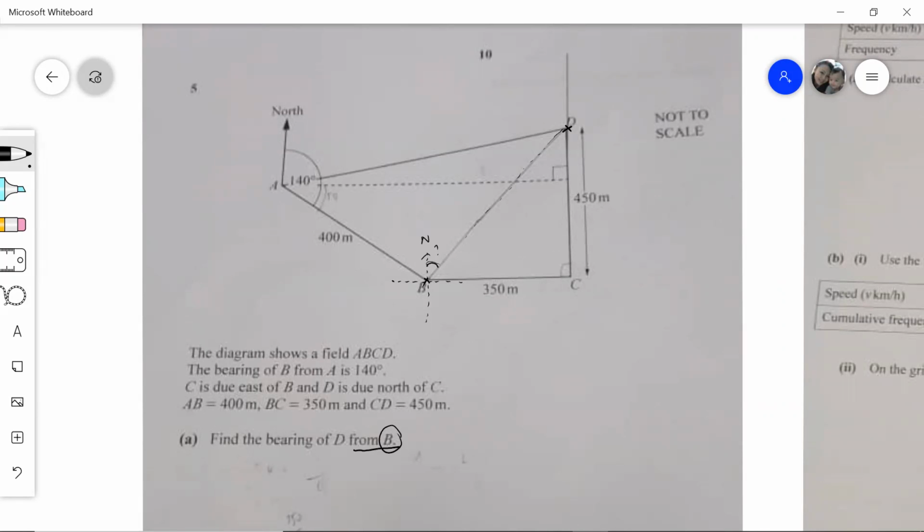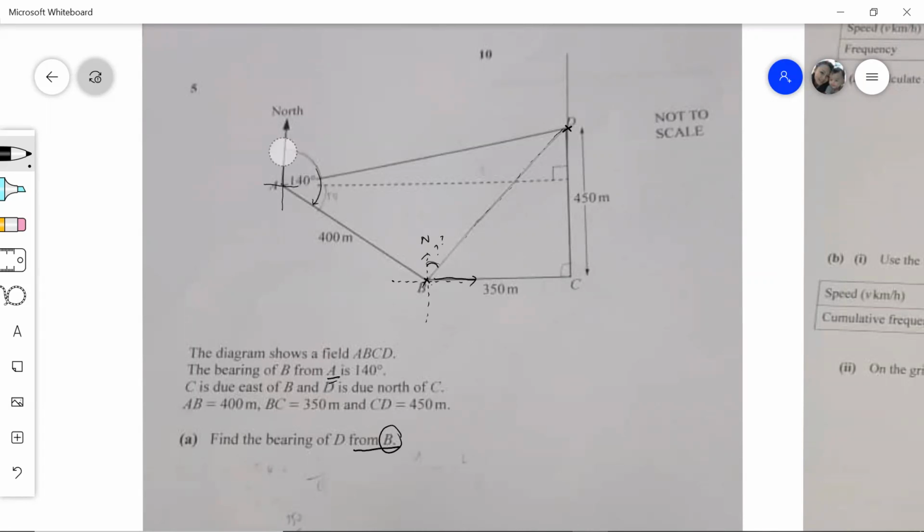Over here we have the bearing of B from A. That means your compass will be on A, and then you join A to B, and from the north at A, you measure up to the line that you join to B. So this is how you mark your 140 here. And then C is due east of B. That means this is at the east. And then AB is 400, BC is 350, CD is 450. So we need to find the value of this. How do we find it?